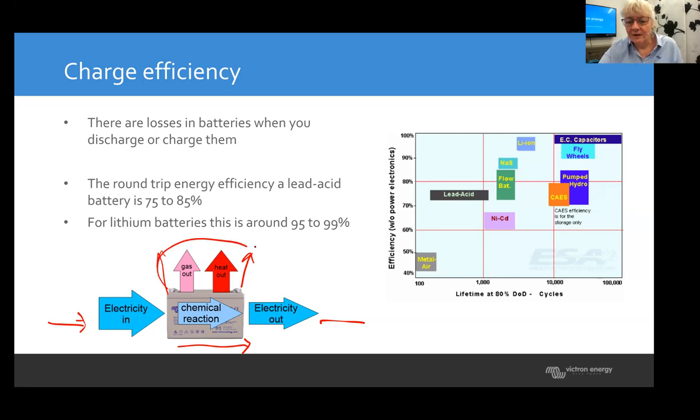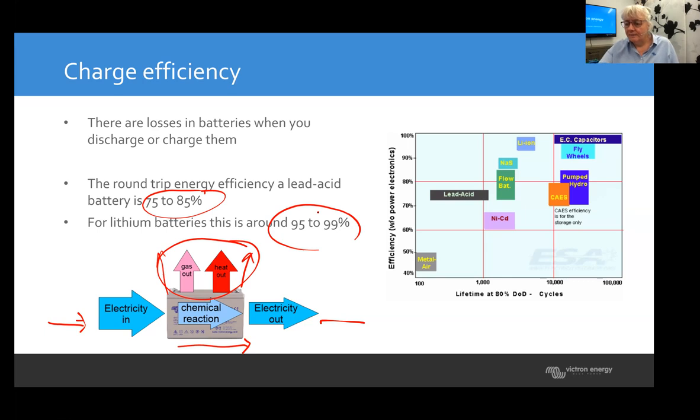So you definitely lose heat and gas, and that means that batteries heat up during charge, but also heat up during discharge. And that heat is your losses. For a lead acid battery, that efficiency is 75 to 85%, depending on what model and how expensive your batteries are. For lithium, the round trip efficiencies are a lot better.